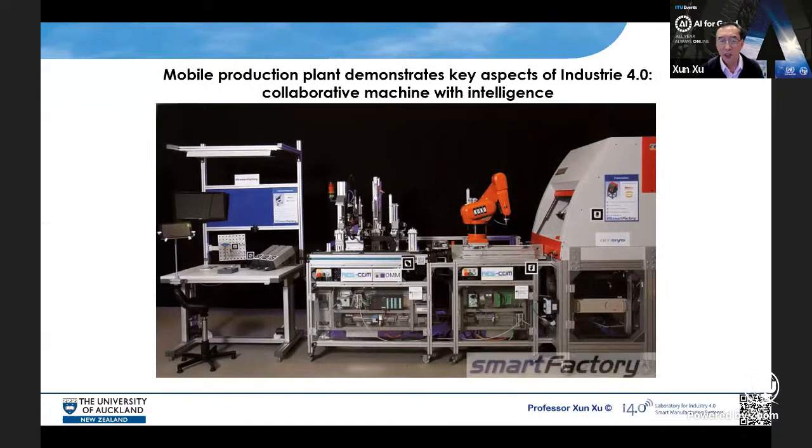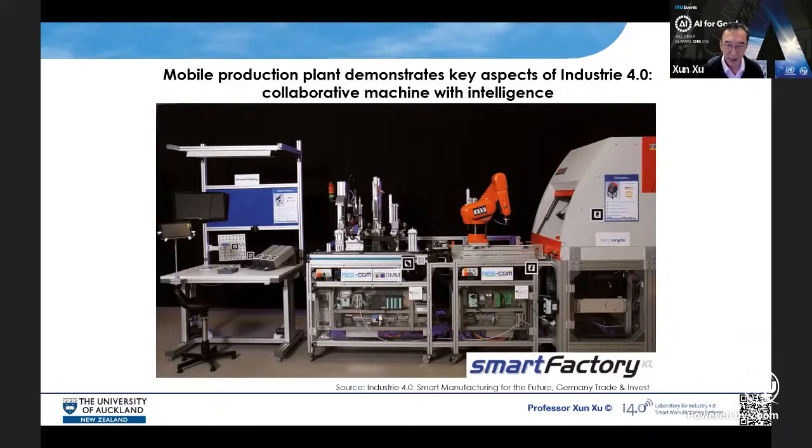I thought I should use this smart factory as an example. That's out of Germany, Kaiserslautern. So they have set up a number of smart factories over the years. This one is mobile production plants that's trying to demonstrate some key aspects of Industry 4, looking at collaborative machines with intelligence or artificial intelligence. So what you see here is 4 different workstations. They can be moved around, they can be combined, recombined, reconfigured, depending on what you're trying to do.